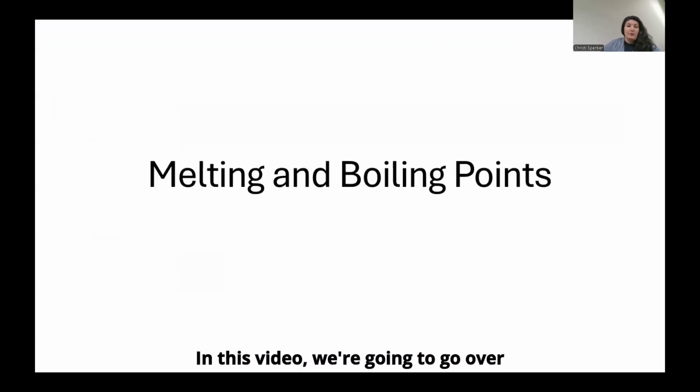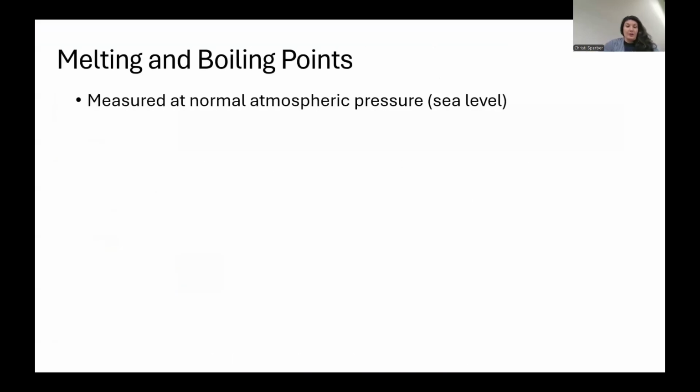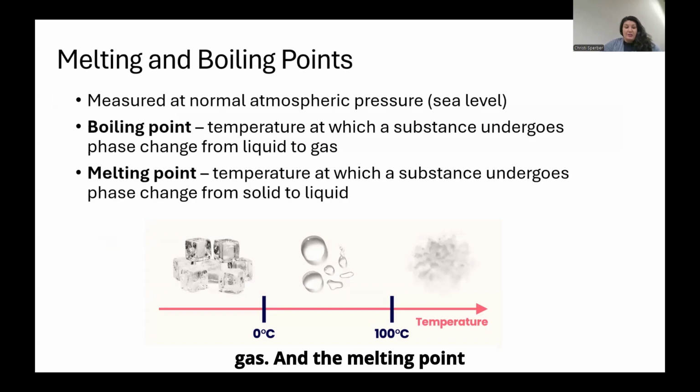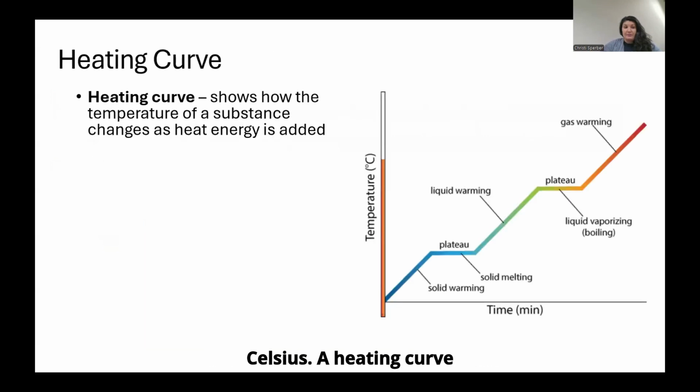In this video, we are going to go over melting and boiling points. Melting and boiling points are measured at normal atmospheric pressure or sea level. The boiling point is the temperature at which a substance undergoes a phase change from liquid to gas, and the melting point is the temperature at which a substance undergoes a phase change from solid to liquid. For water, the boiling point is 100 degrees Celsius, and the melting point is 0 degrees Celsius.